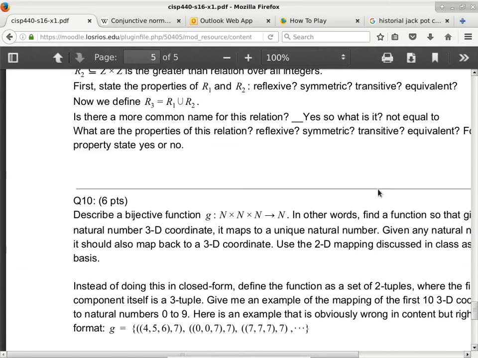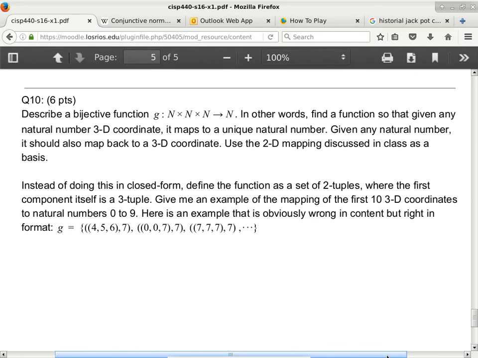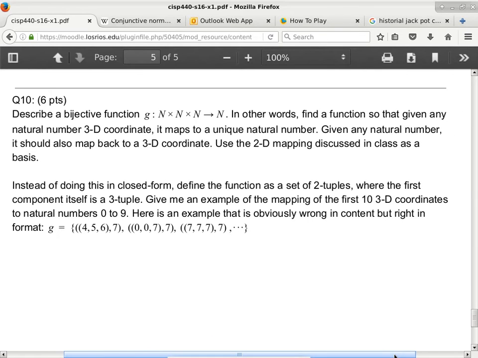Okay, so getting back to here, we have one last question. I think it stumped some people last time. The last question is asking, describe a bijective function. In other words, I want a function that is both injective and surjective at the same time. And I want to map the Cartesian product of natural numbers, and natural numbers to natural numbers. But I want this to be bijective. So the question is, how do we do this?